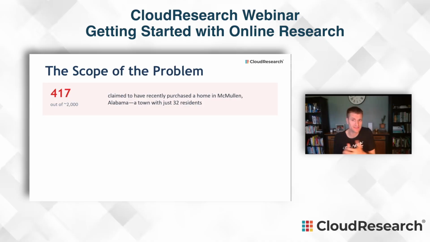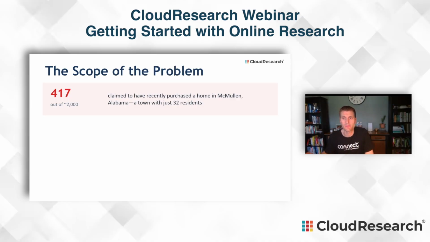What most of our participants presumably did not know is that McMullen, Alabama is a town that, according to the latest US Census in 2020, has a population of just 32 people. Right, so 32 people in the entire town. That means that we should really see a response rate of 0. Almost everyone should say no to this question in an online research platform. In response to this incredibly simple question, we actually see that about 20% of participants say yes to this question where we know the answer has to be no.